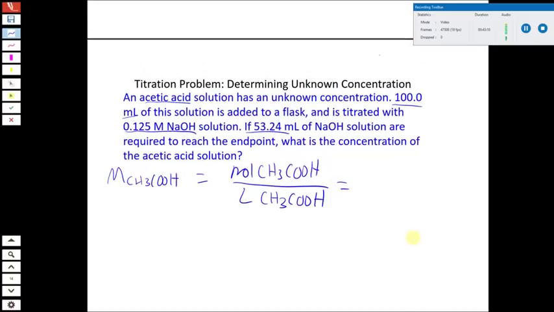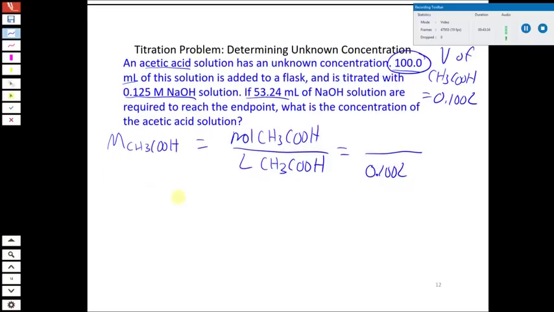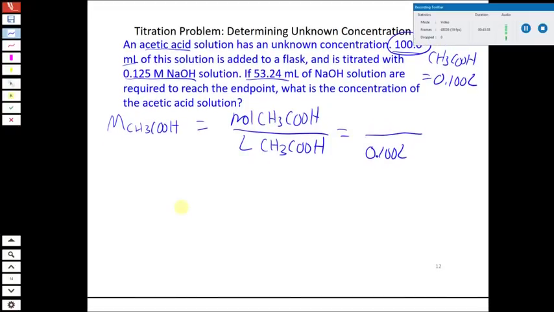All right, we were told in the problem that we have 100 milliliters of our solution with unknown concentration. So that's the volume of our acetic acid, which is 100 milliliters, and we just divide that by 1,000, get 0.1 liter. That we can do in our head, I think. So we already have the volume, 0.100 liters, and we just need to find the number of moles, put it up here, and divide to get molarity.